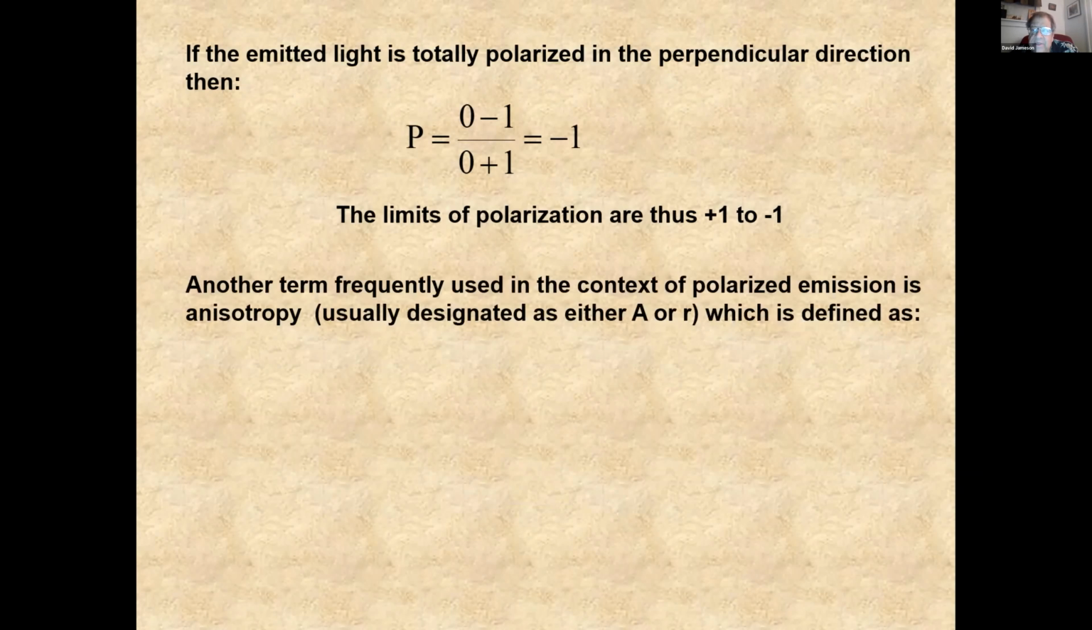Another term frequently used is anisotropy. Some of you may be familiar with that, usually designated by A or R. That's defined as parallel minus perpendicular over parallel plus 2 perpendicular.